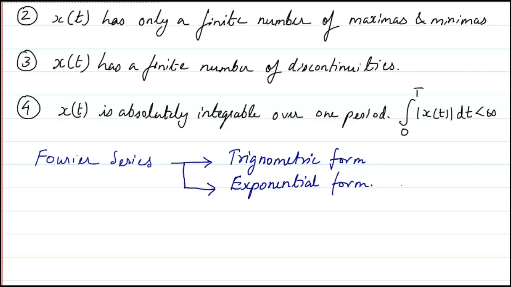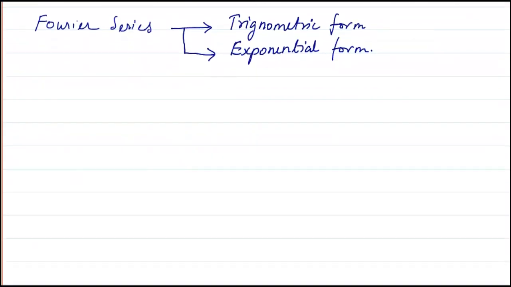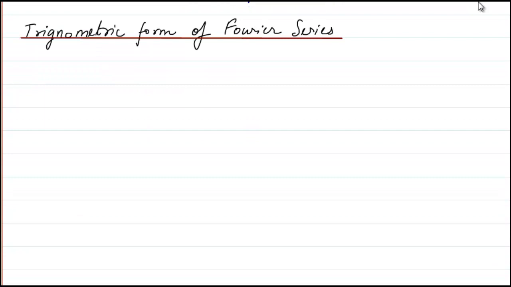So we have to try to see how to define the Fourier series in trigonometric form and exponential form. First, we will start with the trigonometric form. The trigonometric form of Fourier series basically comes from Fourier's understanding of any periodic signal.